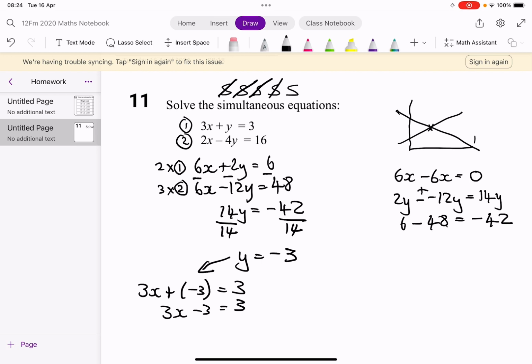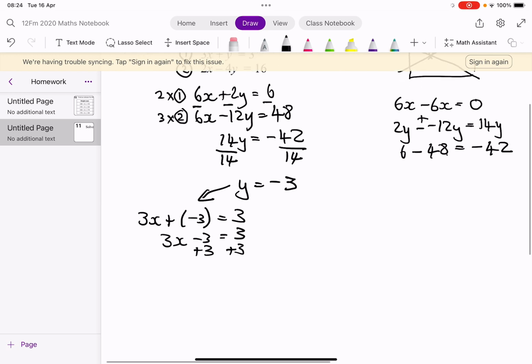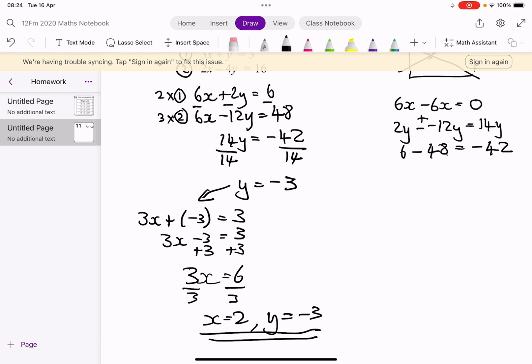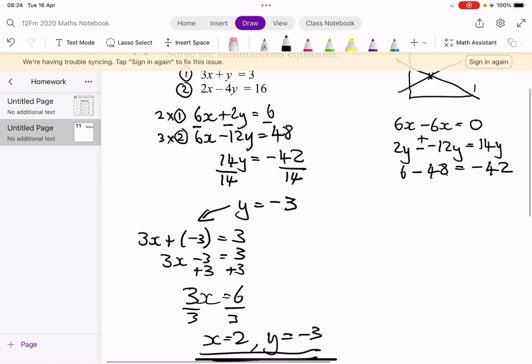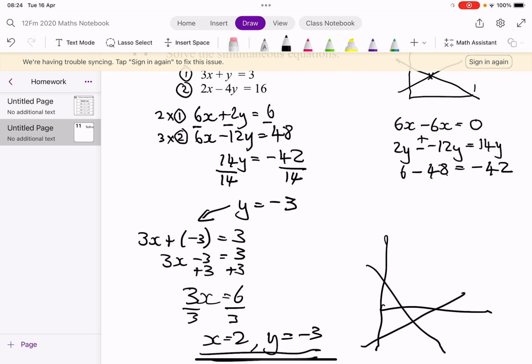And finally, I've just got to solve this. Add the 3 to both sides. So what I've got is 3x equals 6, divide by 3, x equals 2. So the answer to the question is x equals 2, y equals negative 3. And of course, if I'd gone back to that graph, it wouldn't have looked like this. It would probably have looked a little bit like this down here, where these coordinates would have been 2, negative 3. Okay, thank you.